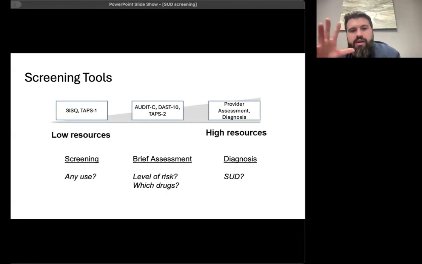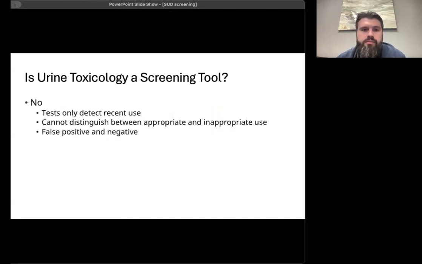So how does that play out into the resource dependency that we talked about previously? If you look at these, the single item questions and the TAPS 1, which is the first part of the 2-part TAPS, those are really low risk, low resource intensive. You're just screening. Are they using? Single question, are you using or not? Based on that, you'll move on to a little bit higher level, which would be the AUDIT-C, DAST-10, and TAPS 2. And then after that, depending on things, you would move on to provider assessment and diagnosis. So kind of this linear pathway moving up.